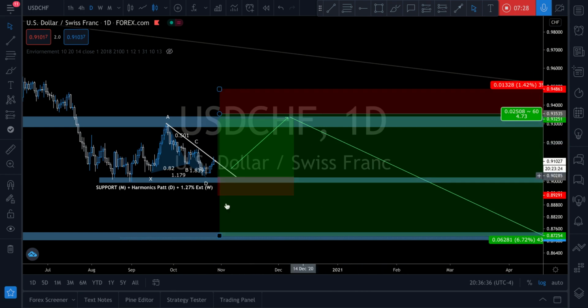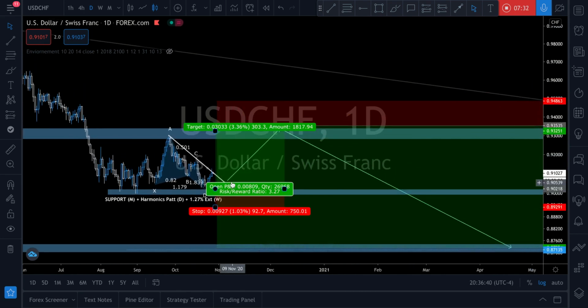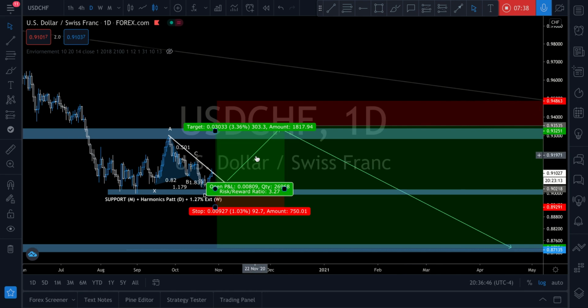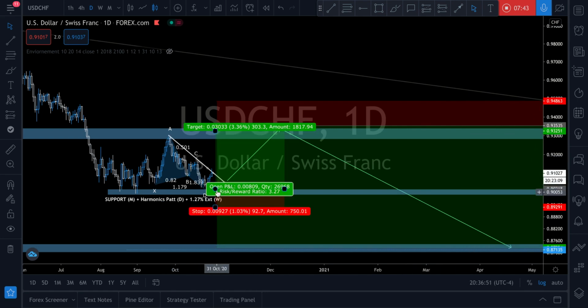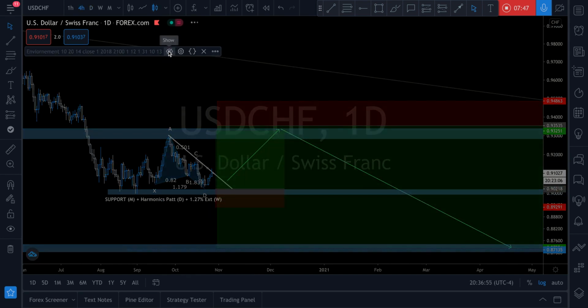Okay, so this is USD Swiss franc. We have a harmonics pattern, a possible short-term buying opportunity as we wait for our long-term shorting setup. Risk parameters are going to be a 1 to 3 risk reward ratio, and just make sure that you guys are confirming this area of structure and make sure that your entry conditions are satisfied prior to entering.